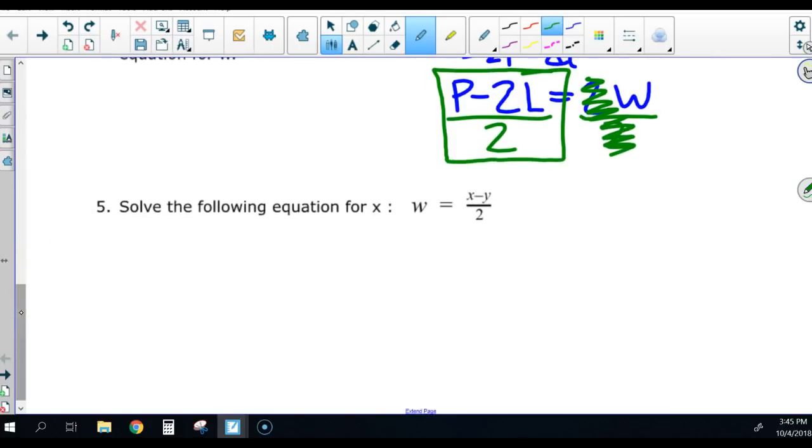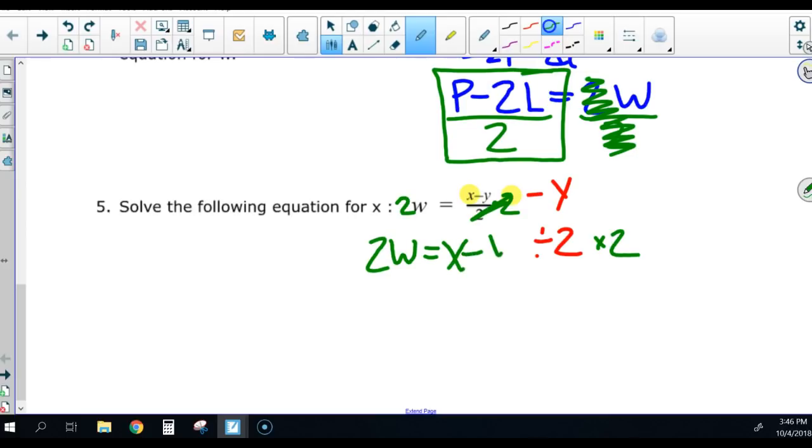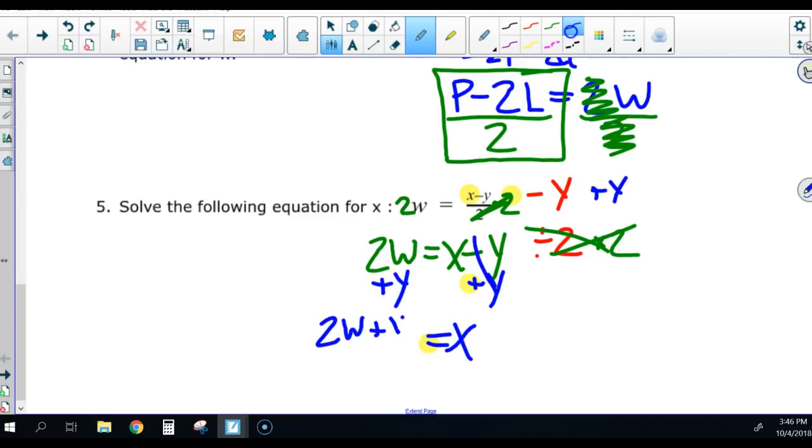And 5, solve the following equation for x. Look at your x. What is happening to it? Well, it's got a y being taken from it, and then being divided by 2. I'm going to undo divided by 2 by multiplying by 2. So, times 2 times 2. 2W equals x minus y. It's gone. Now I'm going to add y to get rid of that. X equals 2W plus y. That is solving for x.